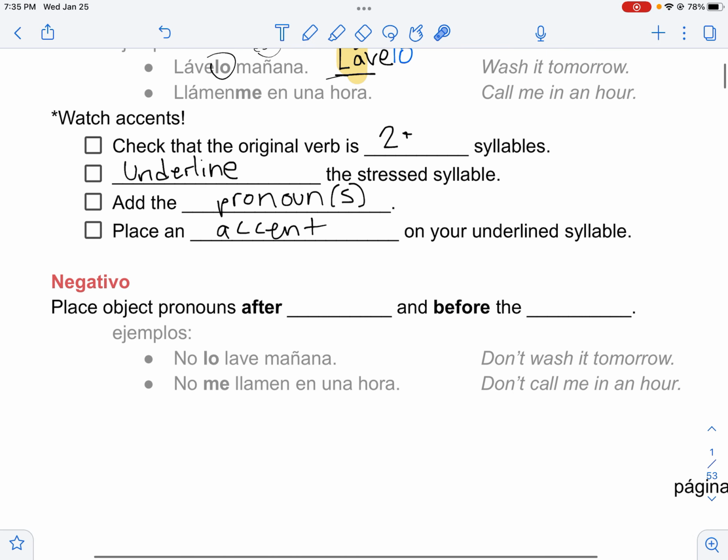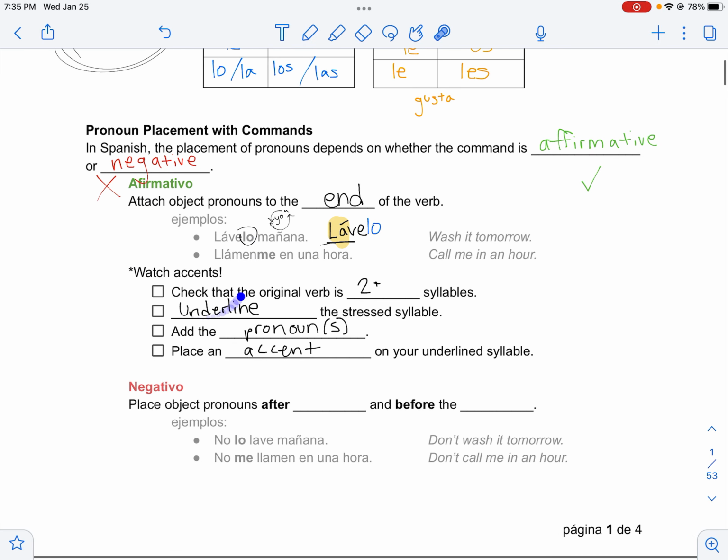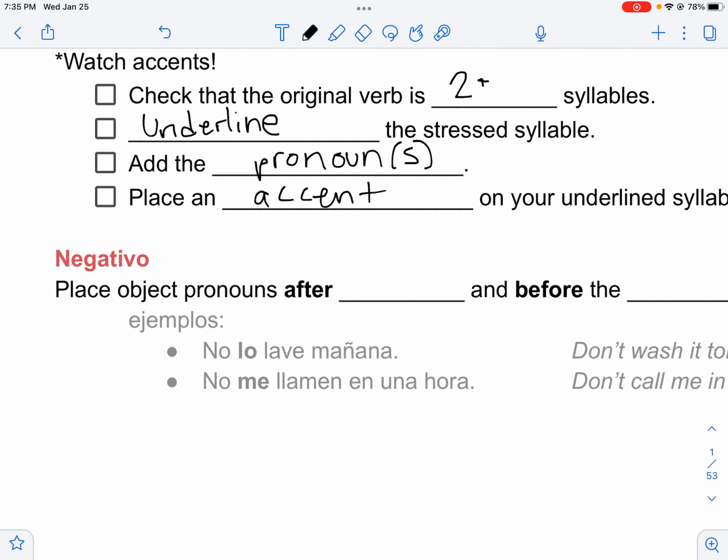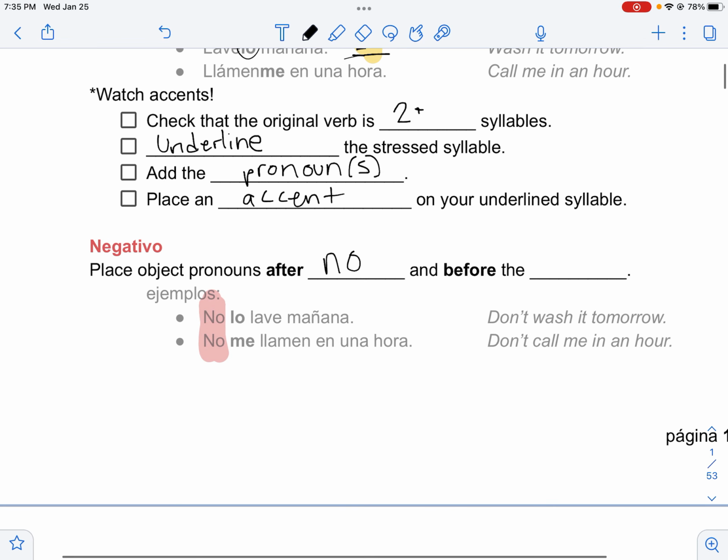Okay. Now, the good thing is this only happens on affirmative pronouns, or on affirmative commands. When telling someone to do something, you're going to need to put an accent on it, like 88% of the time. For negatives, you don't have to worry about that accent, because the object pronouns will go after the no, because negatives always have a no. That's what makes them negative, right? After the no, and then before the command, before the verb.